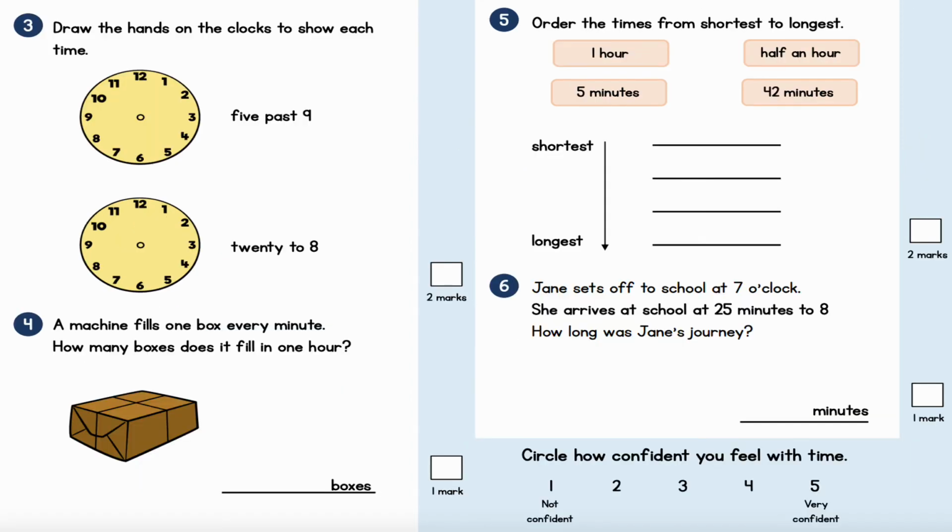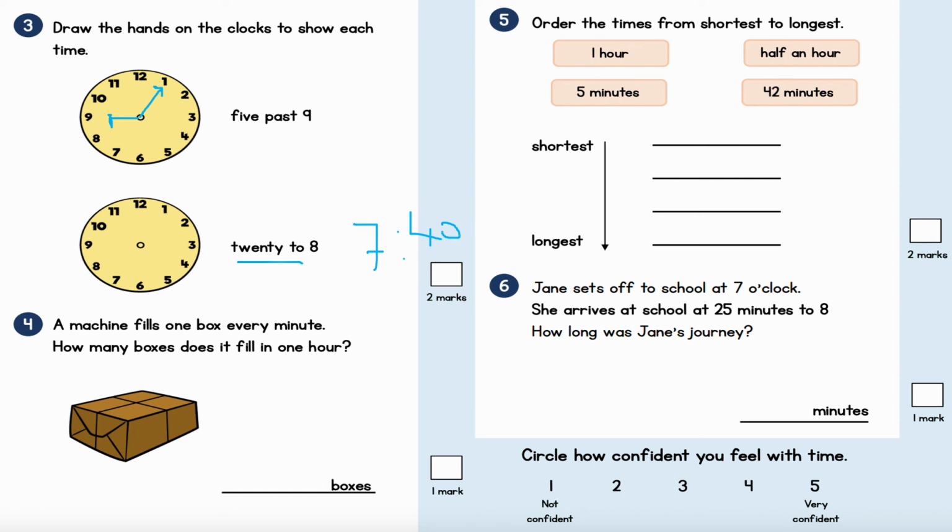For that question, we're now on question number three, guys. Draw the hands on the clock to show each time. So 9:05, the hour hand goes to that, and the minute hand goes there. Then 7:40, you could say.